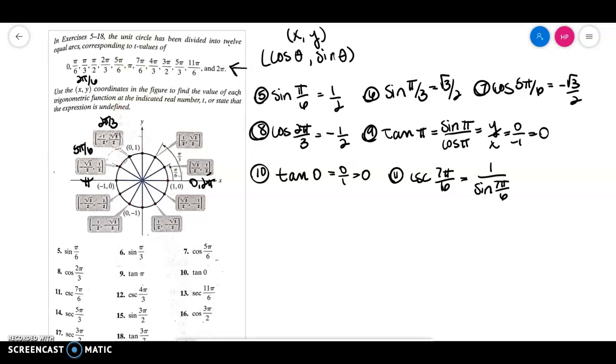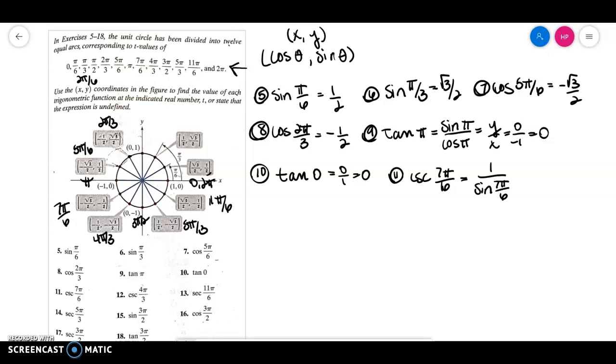So 5 pi over 6, then pi, this is my 7 pi over 6. 8 pi over 6 would be next, but that's written as 4 pi over 3. This is 3 pi over 2, which is 9 pi over 6. 10 pi over 6 is really 5 pi over 3, and then 11 pi over 6 is my last one.